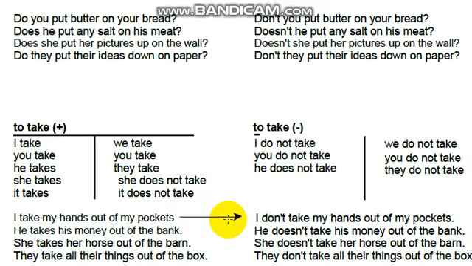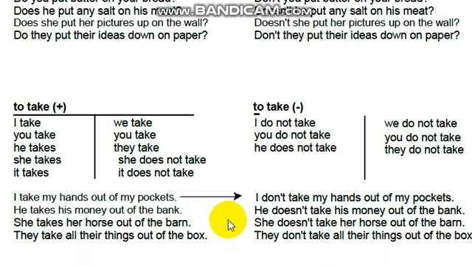Now let's look at to take. It's the same structure, same way that it changes. So I take, you take, he, she, it takes. Like we take, you take, they take. Negative, I do not take, you do not take, he does, she does, it does not take. We, you, they not stays the same.